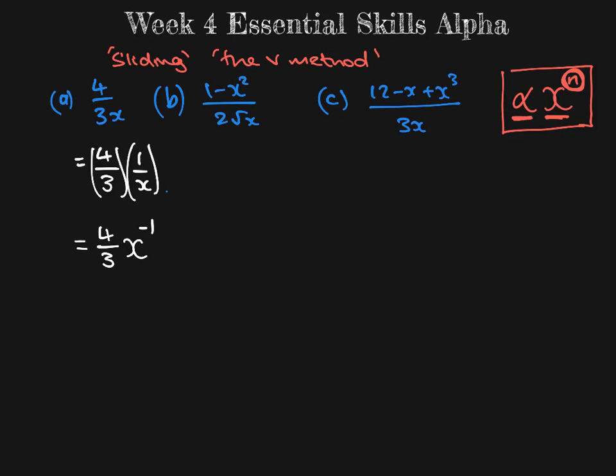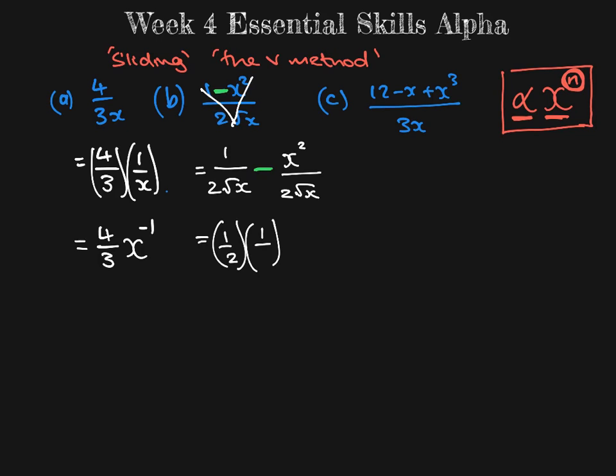In part B, we can use our V method and see that 1 is over 2 root x, and then there's a minus sign here, which is going to come into play, and then we've got x squared also over 2 root x. Now using our sliding to get the numbers on the left and the x bits to the right, minus 1 over 2 and x squared over root x.